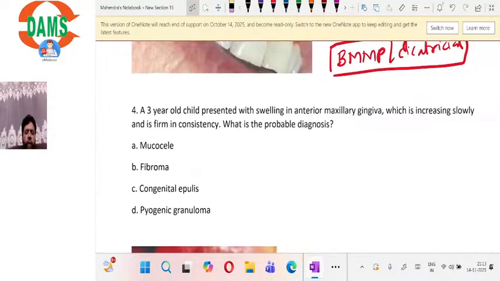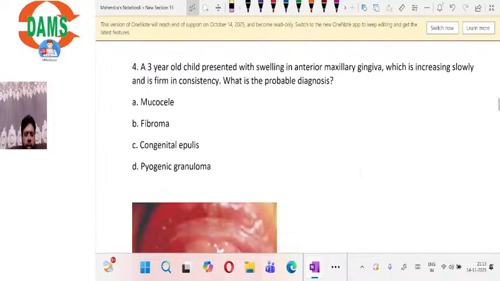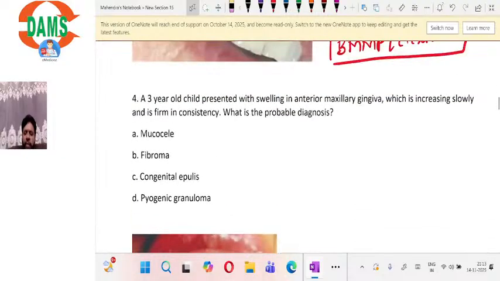A 3-year-old child presented with swelling in anterior maxillary gingiva, which is increasing slowly and is firm in consistency. What is the probable diagnosis? See here, one point is actually missing. Presented with swelling in anterior maxilla since birth. Actually, it is there in the question, but not mentioned here. Since birth.